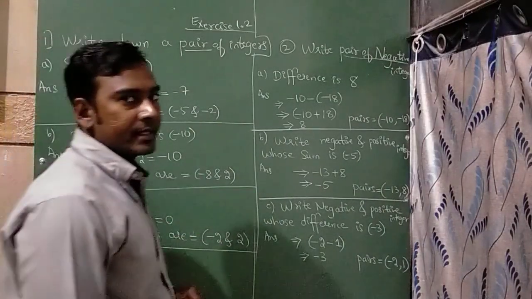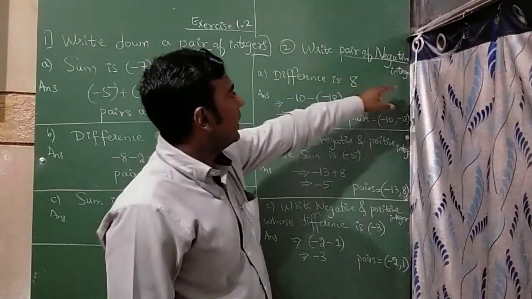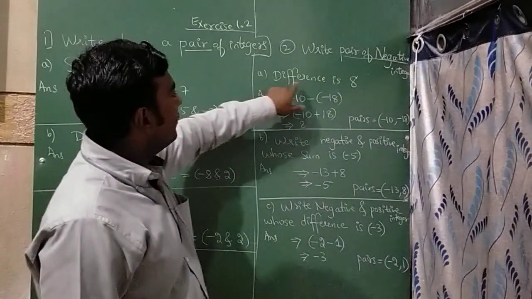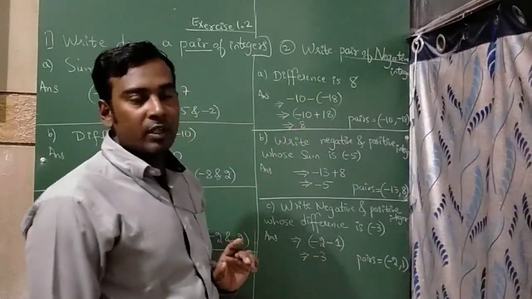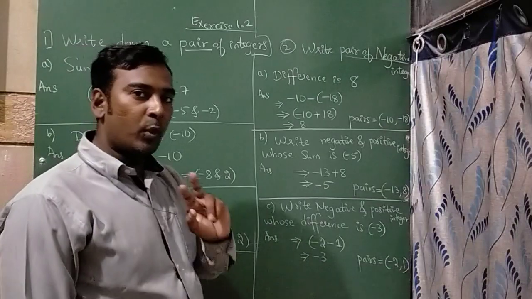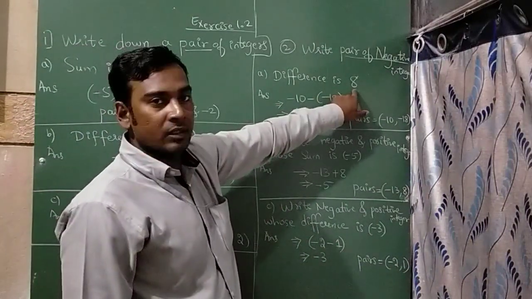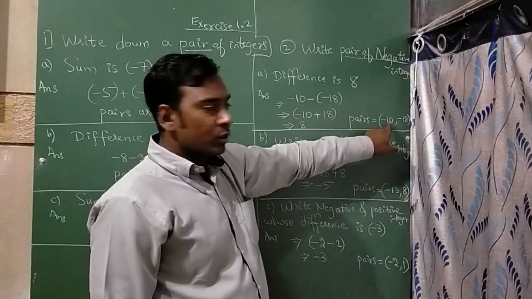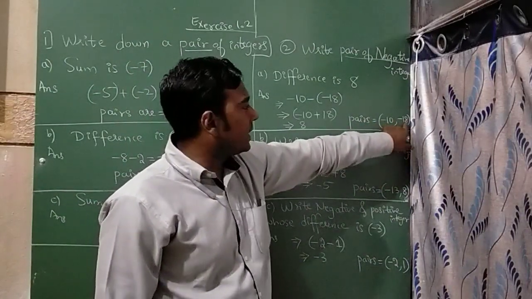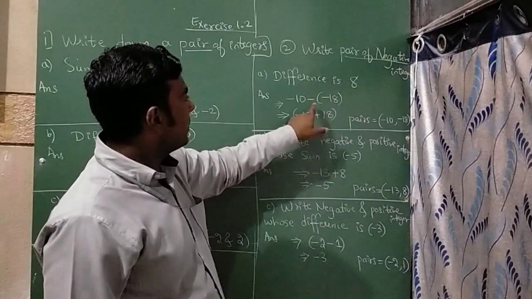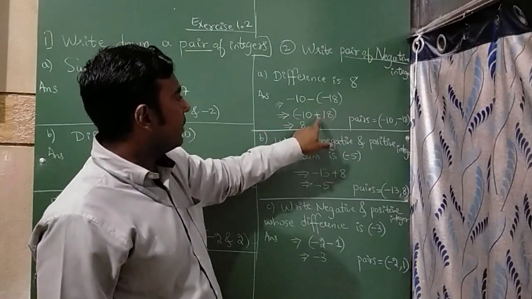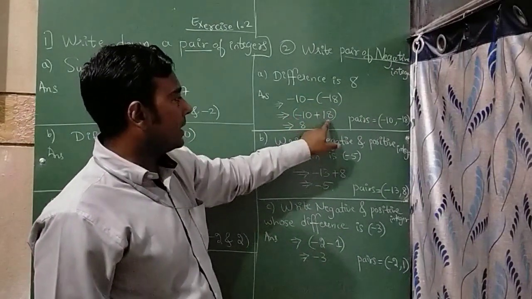Now let's move on to the second question. Write a pair of negative integers whose difference is 8. You should write two integers, both negative, and their difference should be 8. So here I have taken two numbers as minus 10 and minus 18. Difference means minus, so minus into minus will become plus. Minus 10 plus 18 is 8.